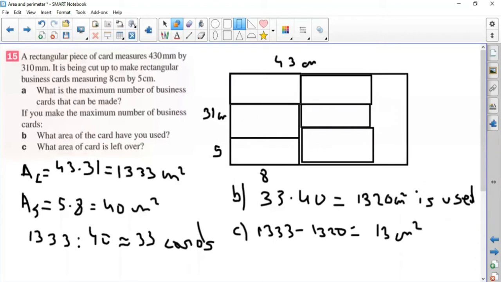Okay, so first of all, we find the total area. Then we find the area of one rectangle. If we divide it, we'll find the number of cards that we can cut from this area. Then we find the area that we have used: the number of cards times the area of one card. And the difference between the two areas will be the remaining area.